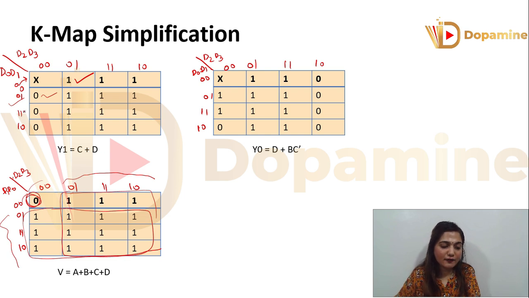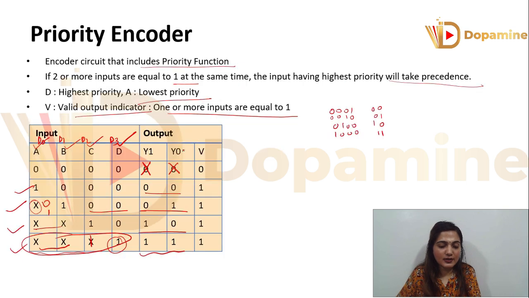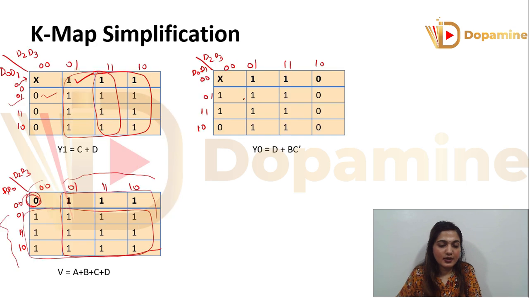So you will get all of these numbers and then you have to make the grouping. When you make the grouping like this, you are going to get C plus D as Y1. Similarly, you are going to make the grouping for Y0. So for all zeros it is don't care. Then here you are going to fill all of the values, make the grouping, and simplify this K-map. Y0 is coming out to be D plus BC bar.